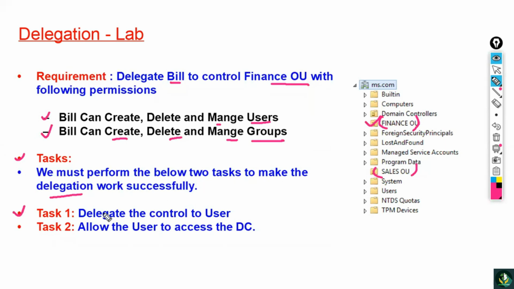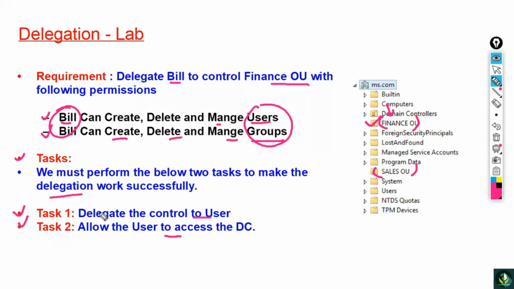The first task is to delegate the control to a user. So you will go to the OU and delegate the control. Let us say Bill can create, delete, and manage users and groups. So we'll delegate the control to Bill. After that, we need to allow the user to access the domain controller.